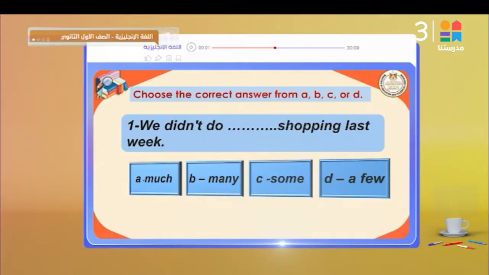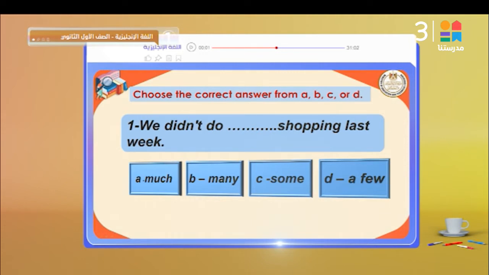Now let's practice and answer some questions on countable and uncountable nouns. Look at question number 1. We didn't do shopping last week. We didn't do much, many, some, a few. The word shopping, is the word shopping countable or uncountable? Can we touch shopping? Shopping is an abstract noun, something abstract. We can't touch it. So it's uncountable.